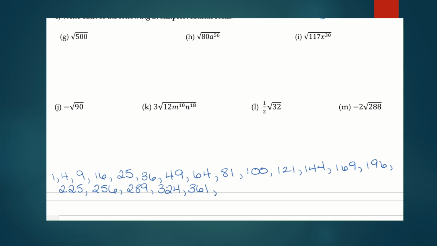You could also say 19 squared, and then 20 squared, or 20 times 20 is 400. Okay, so here are perfect squares that we're looking for as factors to help us simplify these square roots.